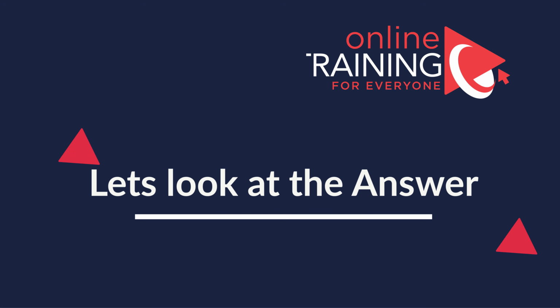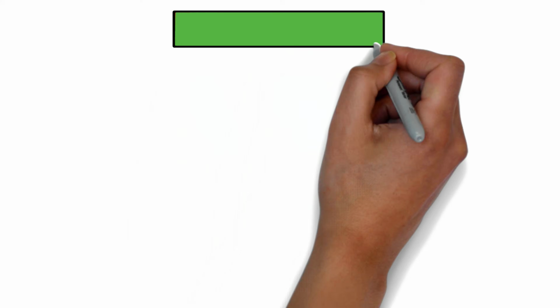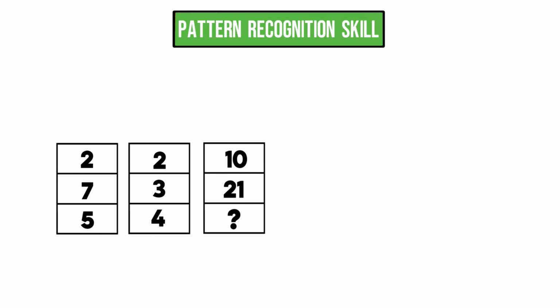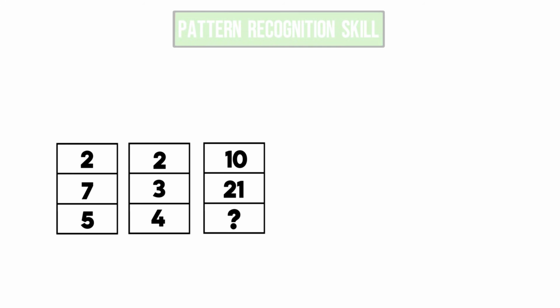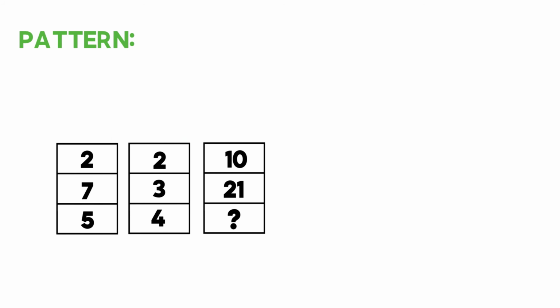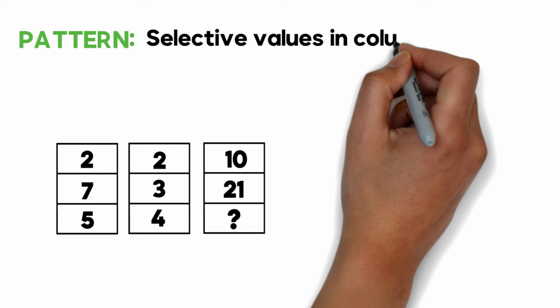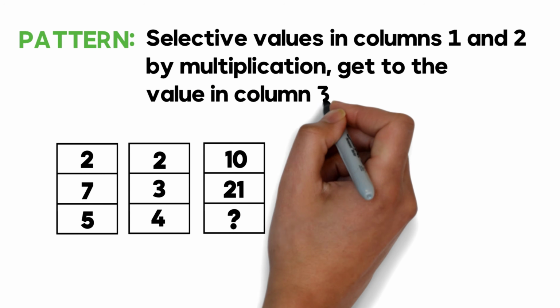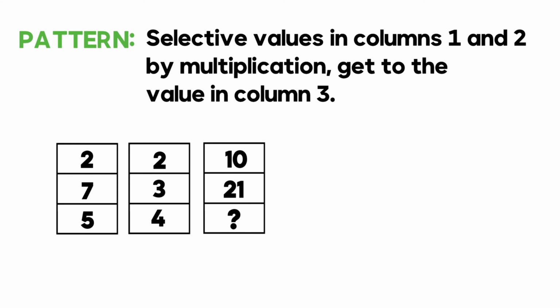Let's continue to see how we can get to the correct solution together. The most important skill to solve these types of problems is pattern recognition skill. To recognize the pattern, you need to look closely into each column. Selective values in columns 1 and 2, by multiplication, get to the value in column 3, and this is our pattern. Let's take a closer look at the values that are already present.